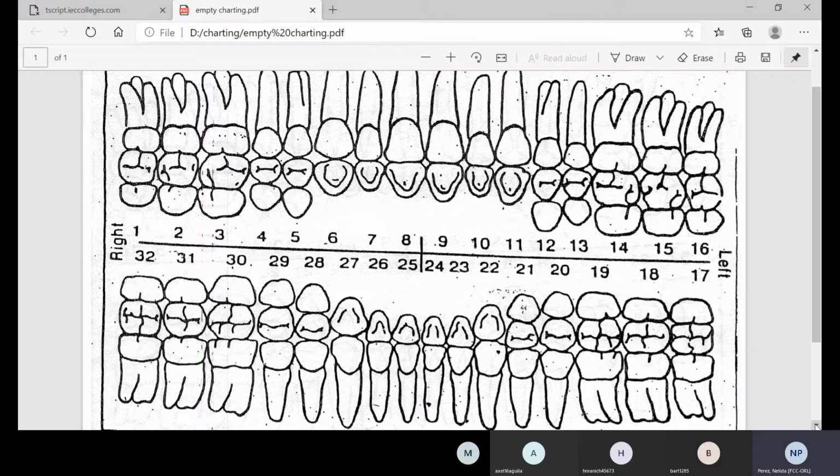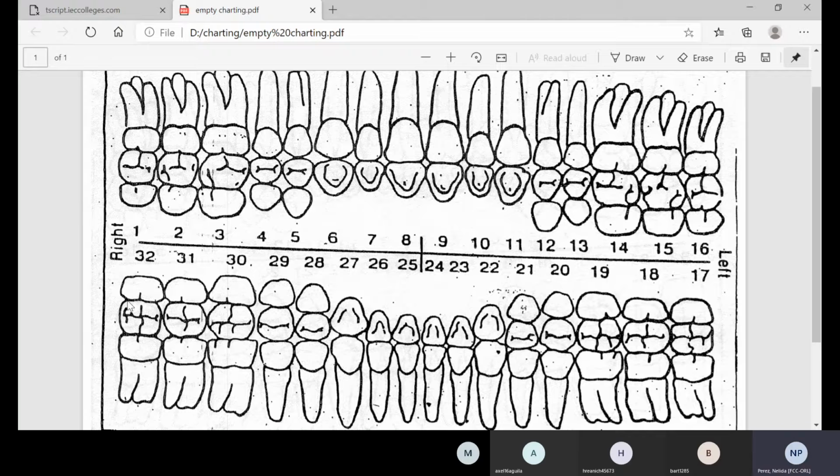So there are 32 teeth in the mouth. This is called the universal numbering system. And as I was saying, this is an anatomical chart. If you see the numbers, they start on the upper right. Above the line is upper, below the line is lower. One starts on the upper right and goes all the way across to number 16. Then it drops down to lower left and starts from 17 and goes all the way across to 32. So there's 32 teeth in the mouth.